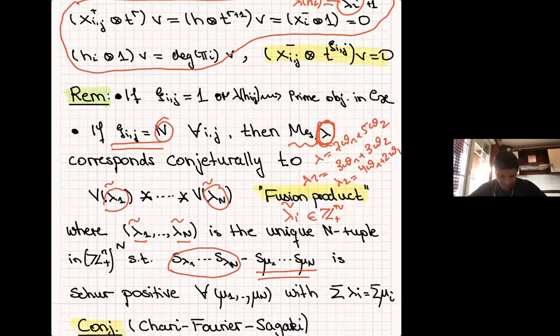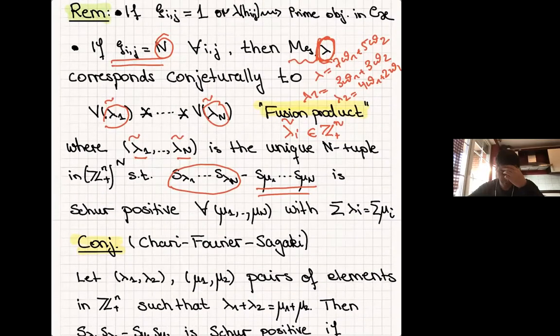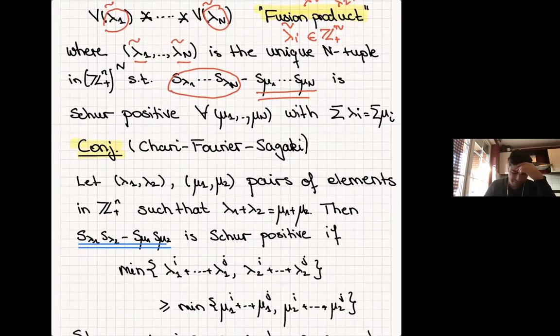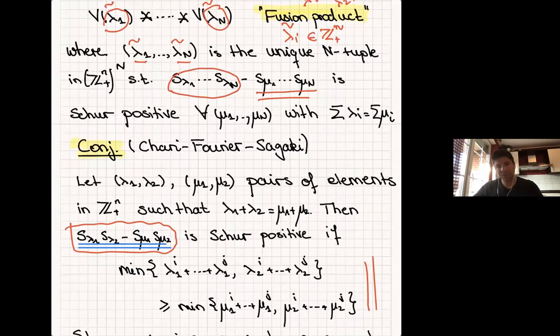And this basically goes back to a conjecture of Chari, Fourier, and Khandai. Namely, they conjectured that if you take the Schur difference here, S_lambda1 times S_lambda2 minus S_mu1 times S_mu2, it remains Schur positive whenever this condition here is satisfied. And you can show that for this particular choice of lambda_1 tilde up to lambda_n tilde, now with n equal to 2, this property is always satisfied for every choice of mu_1 and mu_2. And I think it's still a conjecture.